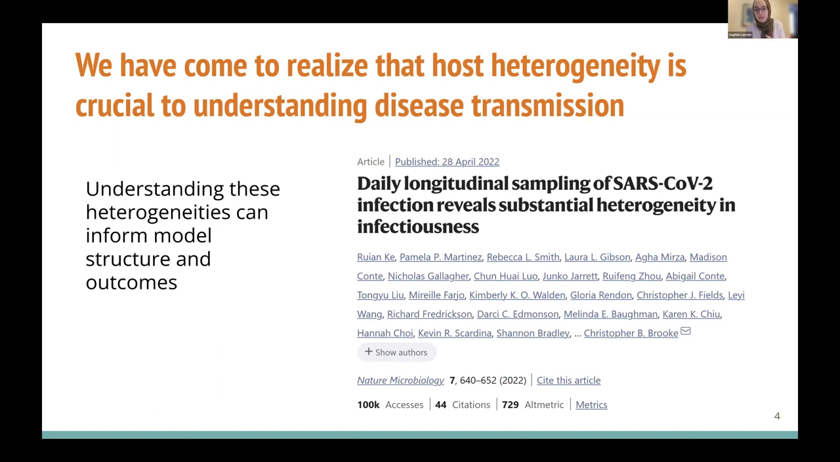So on the right, this is a paper that was published recently from the SHIELD testing program at Illinois. This was a massive testing program that UIUC rolled out across the campuses. And so there was a lot of data to be used. And what they found was that there was a lot of heterogeneity in infectiousness of individuals who were infected with SARS-CoV-2. And trying to understand these heterogeneities can help us to inform model structure and the outcomes in our models.